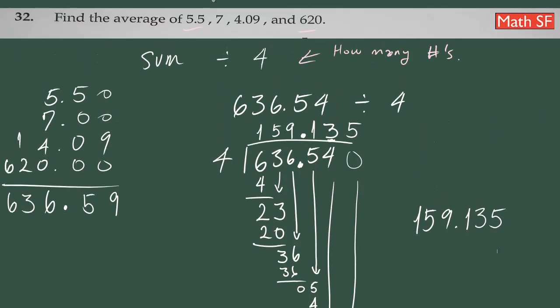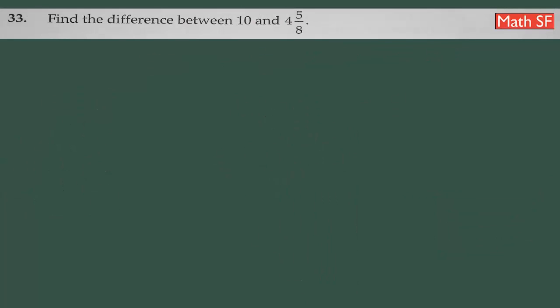So the average of all of these numbers is this amount. So you add them up and then divide it by the amount of numbers, in this case 4. Now let's find the difference between those numbers.